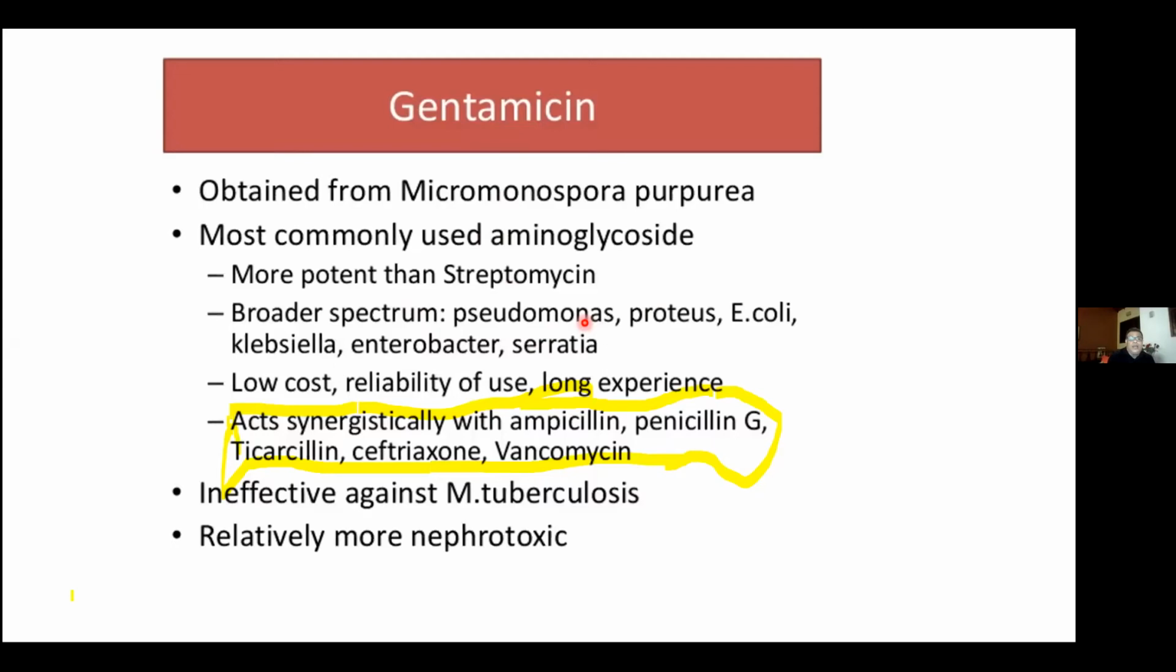But, as you know, streptomycin is given for tuberculosis as an antituberculous drug. When it comes to gentamicin, it is not effective against tuberculosis strains, but it is relatively nephrotoxic. So be careful when you use it with patients with kidney issues.